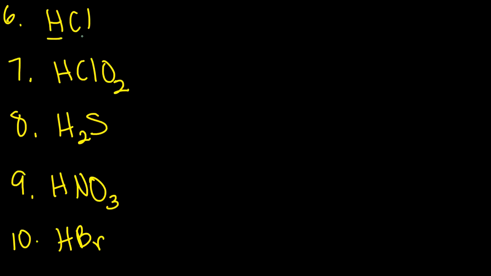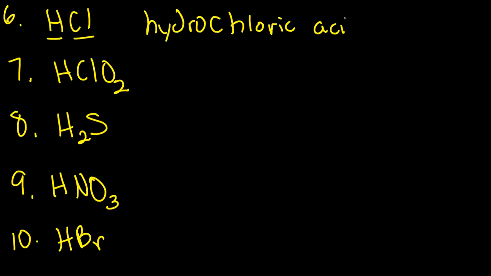Our next example is HCl. We got hydrogen in the front, chlorine behind it. That's a binary acid. Binary acids, we name hydro. Cl is chlorine. We change that to chloric. So this is hydrochloric acid.